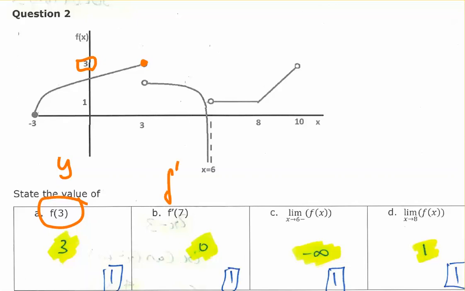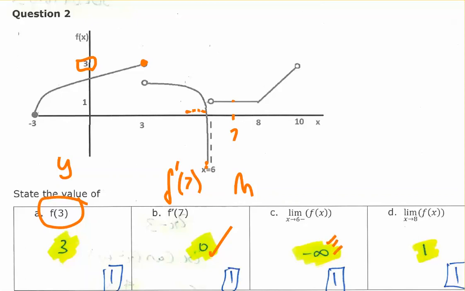f dash will give me the derivative when x equals 7, and the derivative is the gradient. So at 7, the gradient there is a horizontal line, so it's going to equal 0. The limit as x approaches 6 from the left. As I'm approaching 6 from the left, my y value down here is minus infinity.